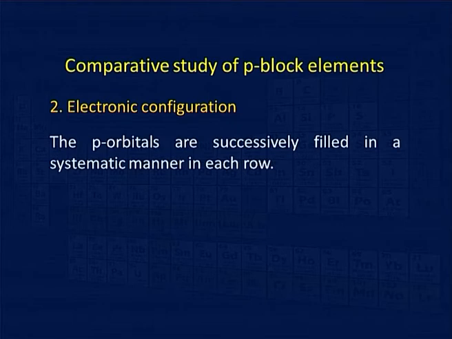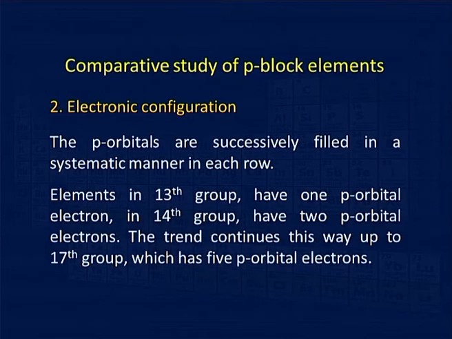The electronic configuration: since it is the p block element, the orbitals of the p block are getting successively filled in a systematic manner in each row. The elements in the 13th group have one p orbital electron, in the 14th group have 2 p orbital electrons. The trend continues similarly up to the 17th group, which have 5 p orbital electrons. 5 p electrons means these are the most reactive halogen elements which have a strong tendency to gain 1 electron. That is why their reactivity is very high and these are highly electronegative elements.